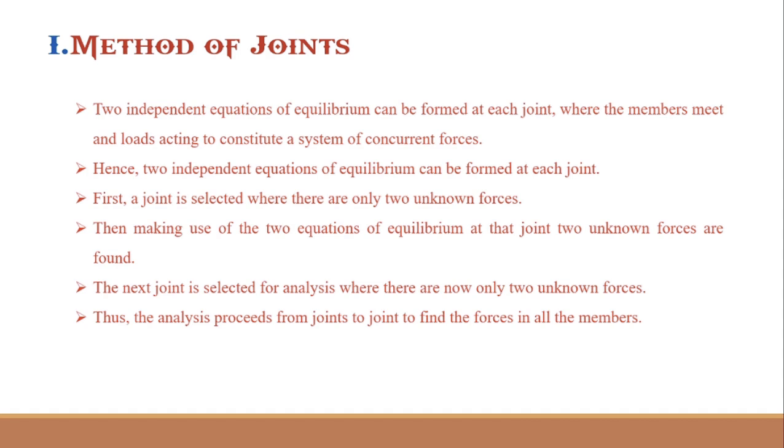So we know 2 unknown forces and we can next shift to that joint. When we select that joint, in the equations of equilibrium we get 2 unknown forces with 2 known forces. Joint to joint, all the forces in the members are calculated and they are solved.